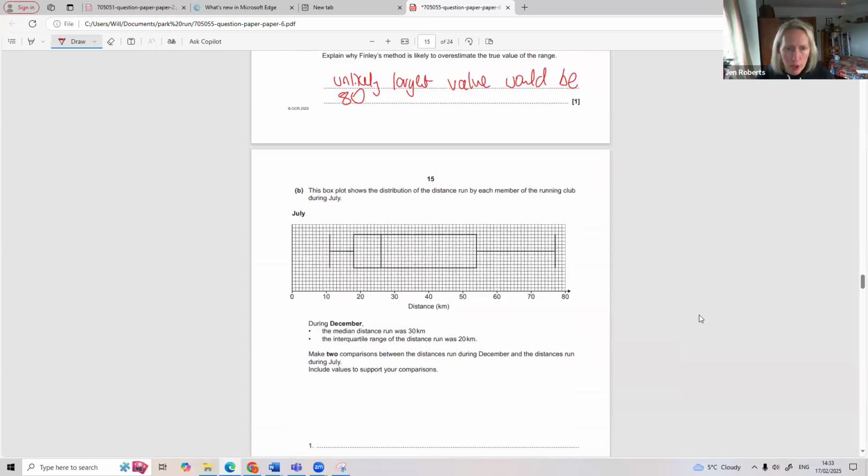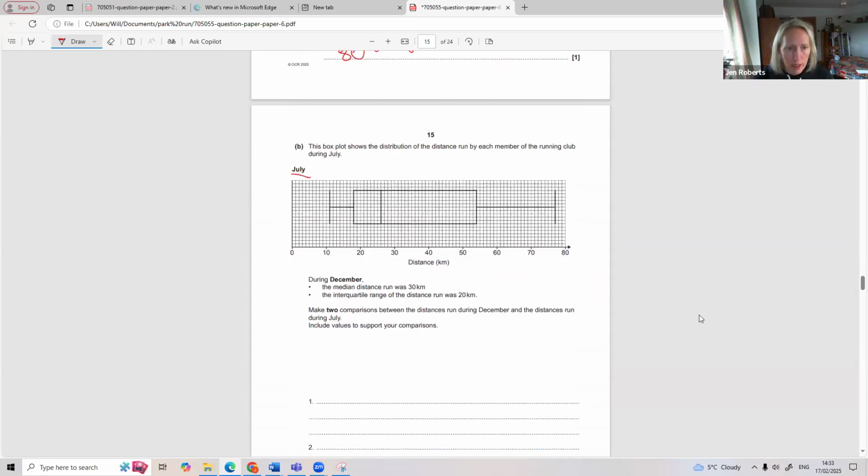The box plot shows the distribution of the distance run by each member of the running club during July. This is July, December. We've got this information, so make 2 comparisons. So what's the median in July? The median is here from this box plot. 26. So the median equals 26 kilometres for July. So in July, the distances were on average lower. In July, distances ran were lower.